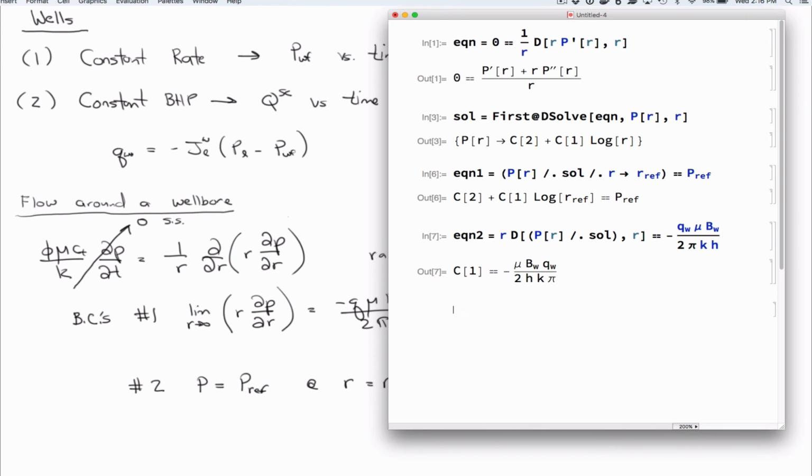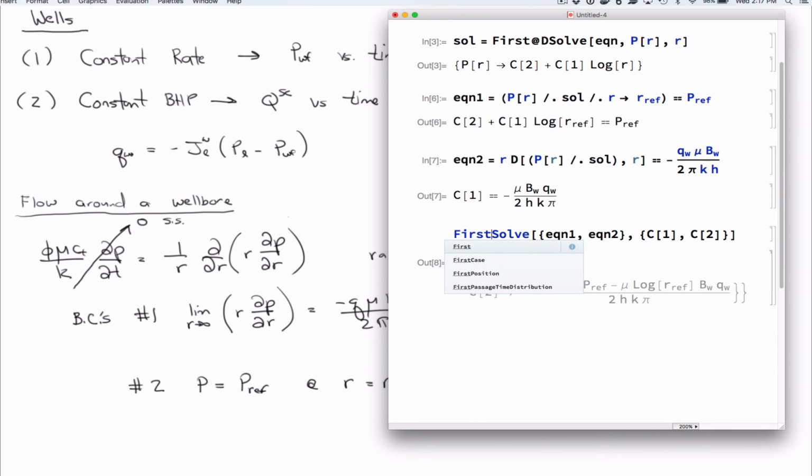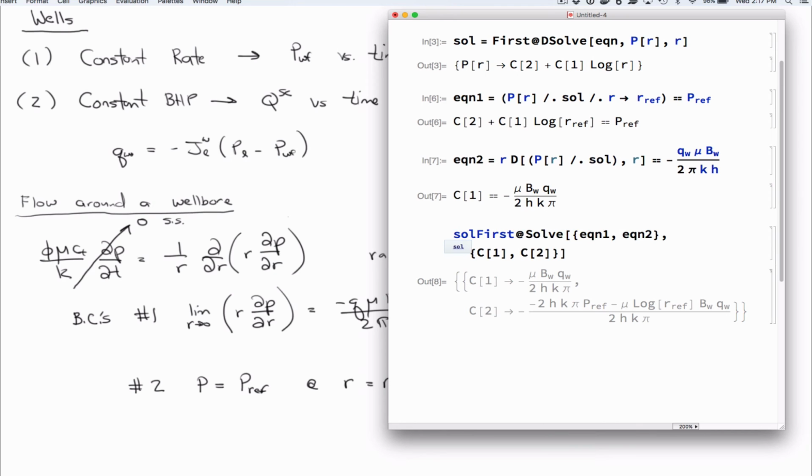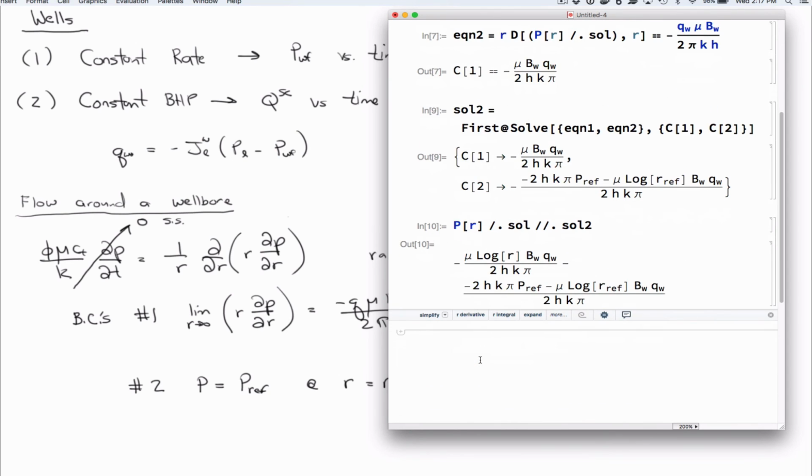Then I can just solve these. Now we solve a linear system of equations: solve equation 1 and equation 2 for C1 and C2. The first just gets rid of that extra set of parentheses. Then finally I can say that p[r] evaluated from sol and sol2 is my solution. So that's the solution to the ODE. It's kind of funny looking.